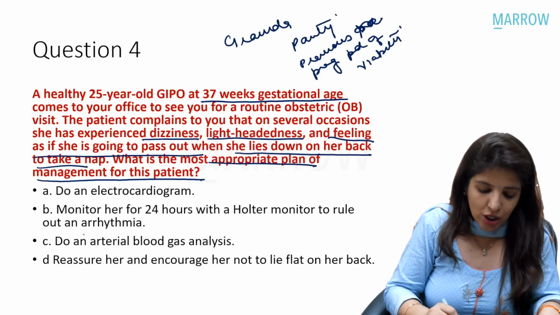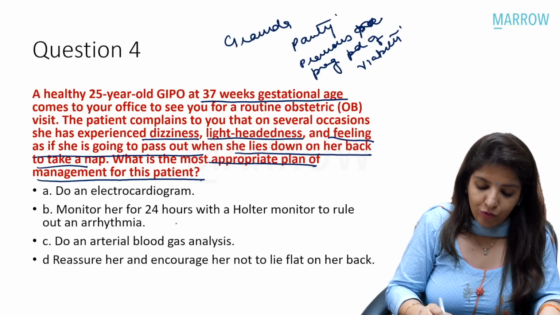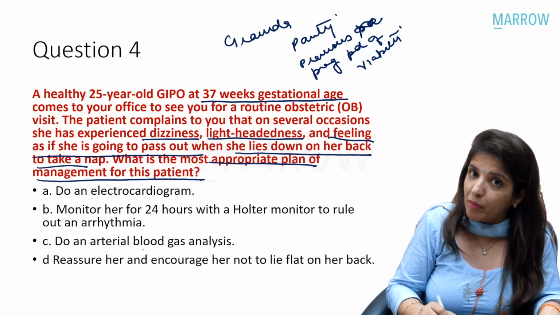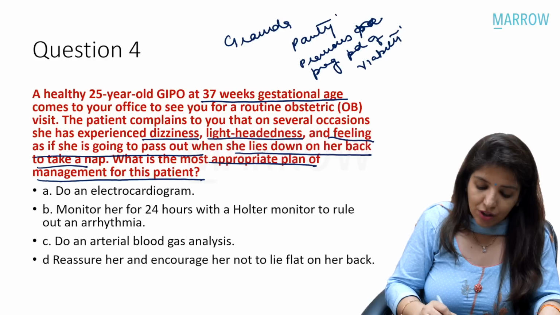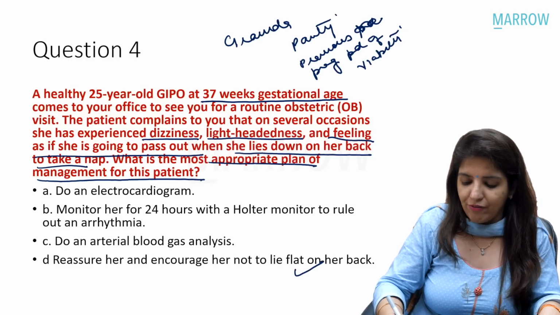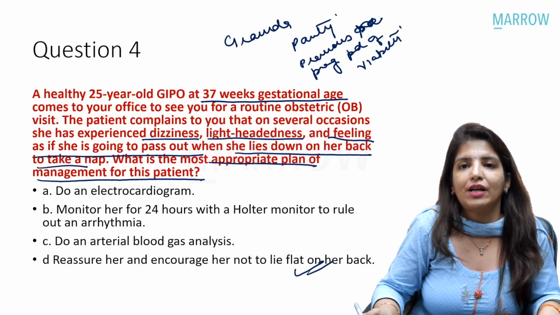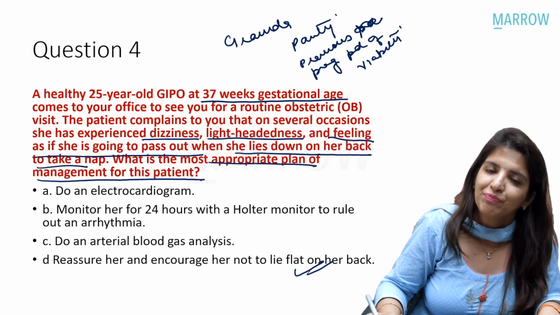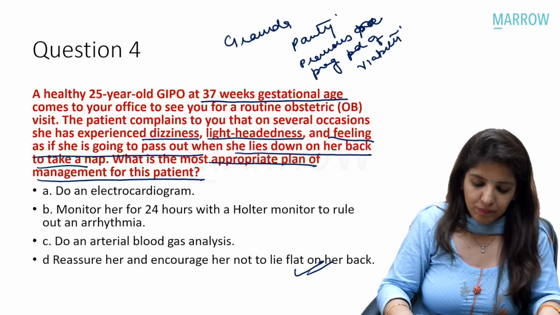So this particular female is experiencing supine hypotension syndrome, and what are you going to advise her? Option A, do an ECG. Option B, monitor her for 24 hours with Holter monitor to rule out arrhythmias. Option C, do an arterial blood gas analysis. Option D, reassure her and encourage her not to lie flat on her back. So I'm going to tell her not to lie flat on her back, rather to lie in the left lateral position. Right? Clear to all of you?